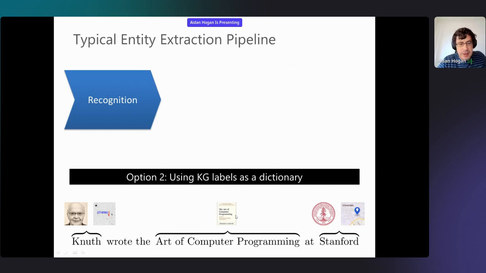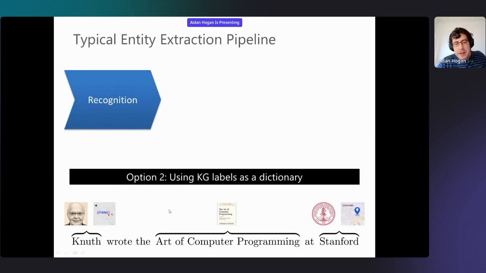So in this case, we see that we have some ambiguity. We have Stanford the place and Stanford the university. Here we have Knuth, the minor planet. There's a minor planet that orbits the sun. That's called Knuth, 21656, and Donald Knuth.